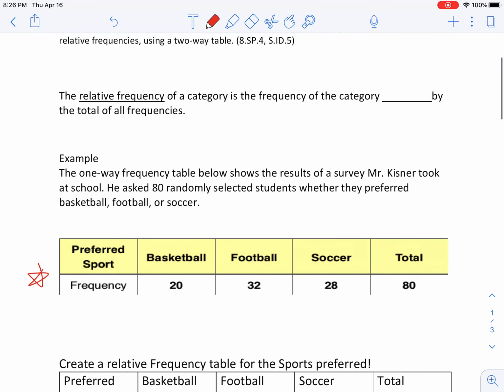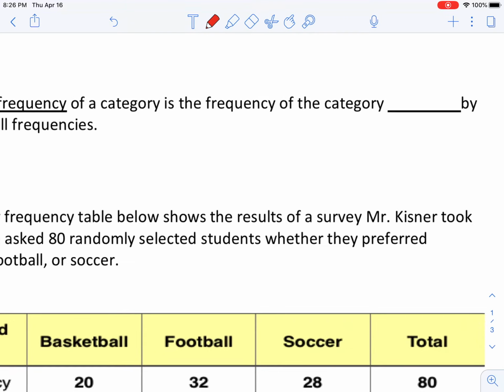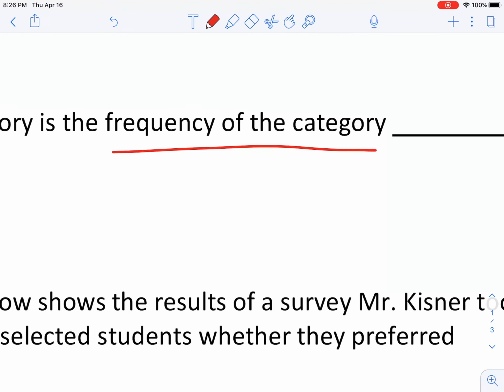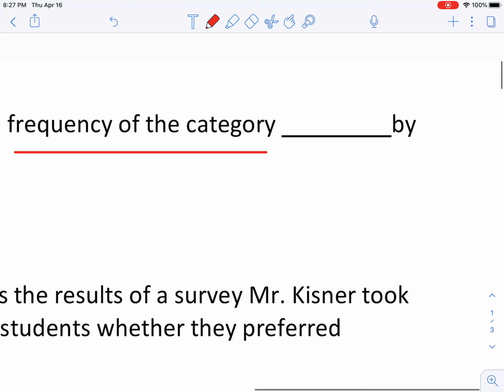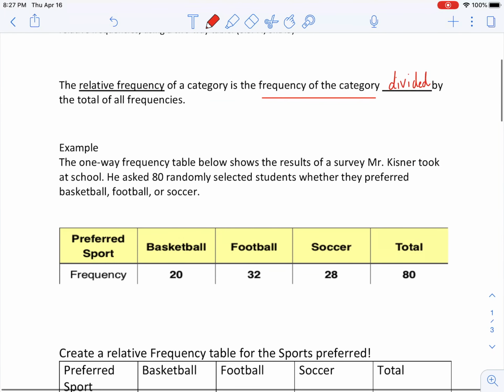So yesterday we talked about two-way tables. It looks a lot like this, filling it out. Today we're going to talk about frequency tables. The relative frequency is how often it happens. In order to fill out the table, you will take the frequency of how often it happens, and we'll go through some examples, and you divide it by the total of all the frequencies, right? So let's go through this first example.